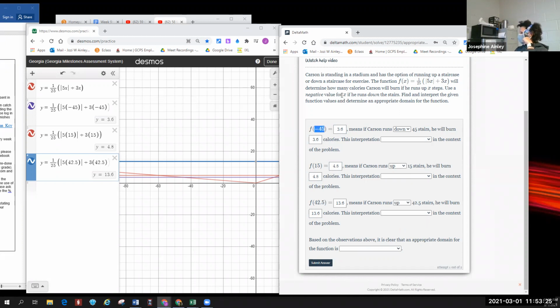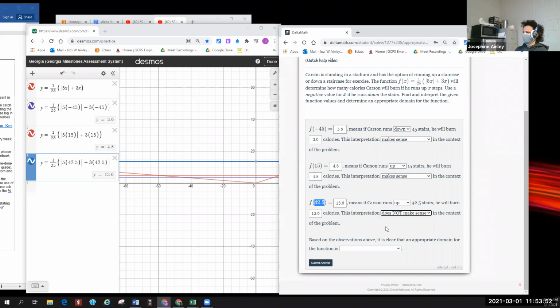Now, all it's asking you is, if you look at these X values, does that make sense? So remember, what are X values? X values are steps, right? Does it make sense that he would run down 45 steps and burn 3.6 calories? Yes. Does it make sense that he can run up 15 steps and burn 4.8 calories? Yes. Does it make sense that he can run up 42.5 stairs? Can you run up half a stair? No. So that doesn't make sense.